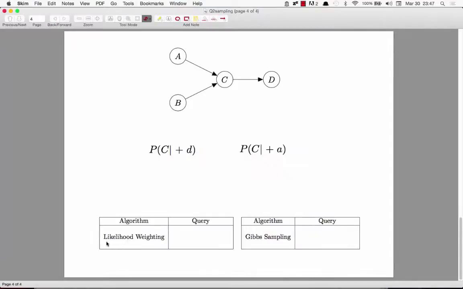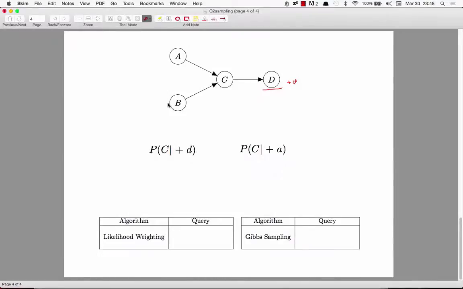In this part, we are asked to look at two different ways of sampling. One is the likelihood weighting sampling and the other is Gibbs sampling. And we are given two particular queries and we are supposed to find out which sampling method might be more relevant where. So let's first look at this query where we want the probability of C where the evidence node is this particular node. So D is the evidence node. So we have D as plus D and we want to estimate the probability of this variable C.